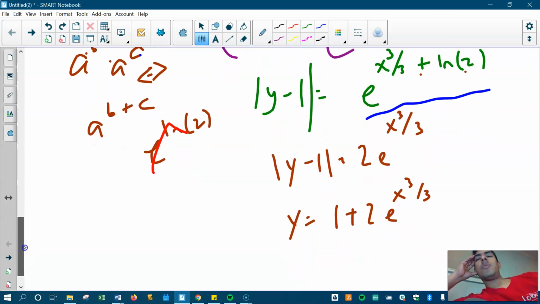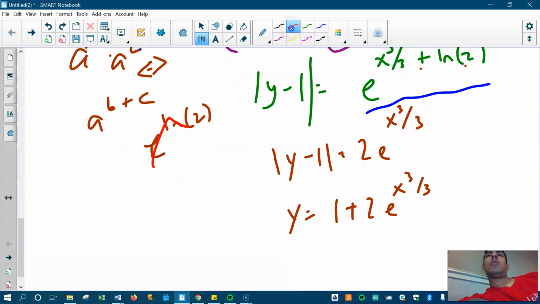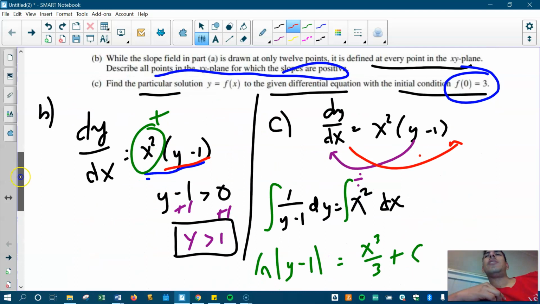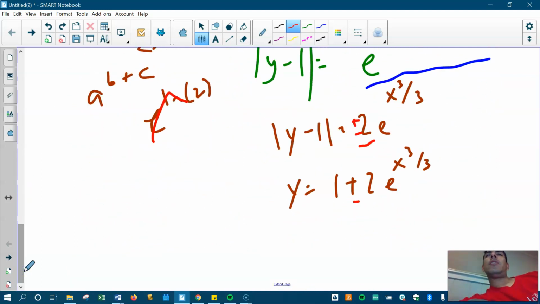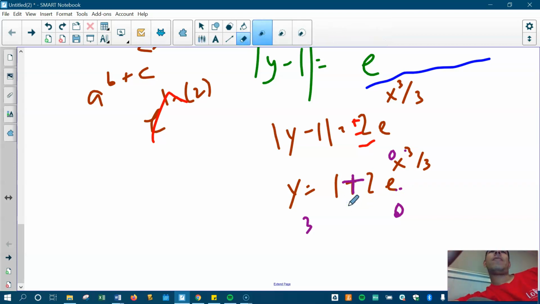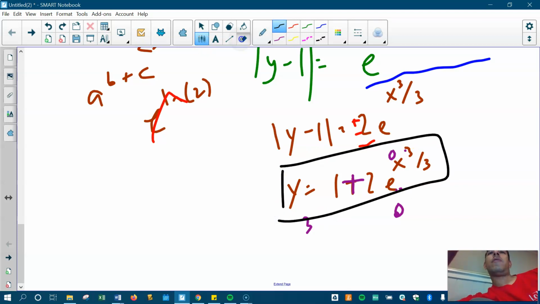But I need to know if it was supposed to be a plus or a minus 2. Because when I drop that absolute value, this 2 could be plus or minus. The way I find out is I plug in my initial condition again. If I plug in 0, 3, 0 for here, I need to get a 3 out. So 0 cubed over 3 is 0, e to the 0 is 1, 2 times 1 is 2, and I would need a 1 plus 2 to get the 3, which means that my answer is not a minus, it's a positive. And that's my answer: y equals 1 plus 2e to the x cubed over 3.